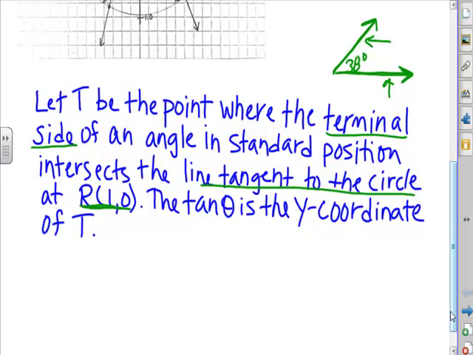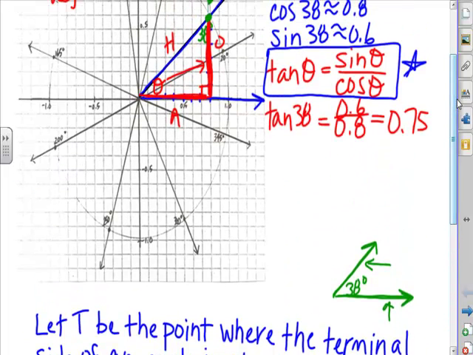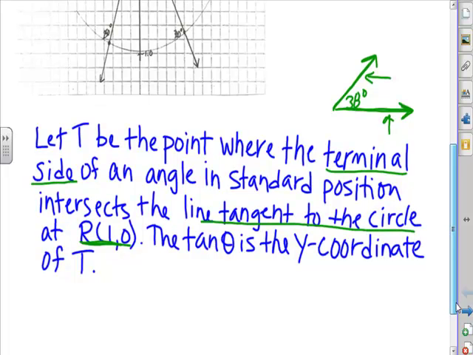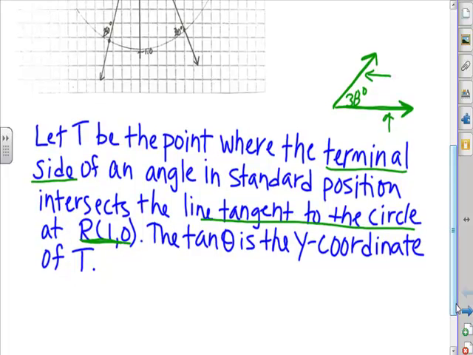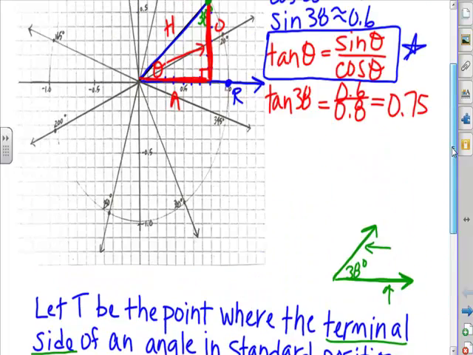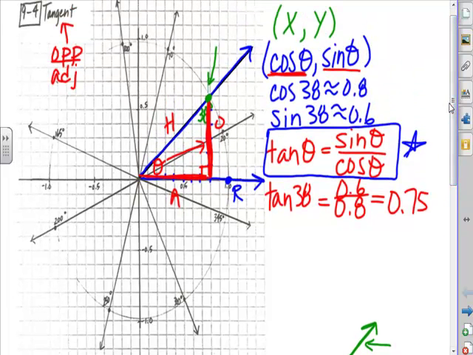So let me at least start by labeling R. For this particular situation, R is going to be this point right here, because that has an x value of 1 and a y value of 0. So just to come back to this again, it says let T be the point where the terminal side of an angle, standard position, intersects the line tangent to the circle at (1, 0). So tangent to the circle, and hopefully this comes back a little bit from what you learned last year in geometry, is a line which only touches, and I'm going to draw it right from this point, which only touches the circle at this one point.